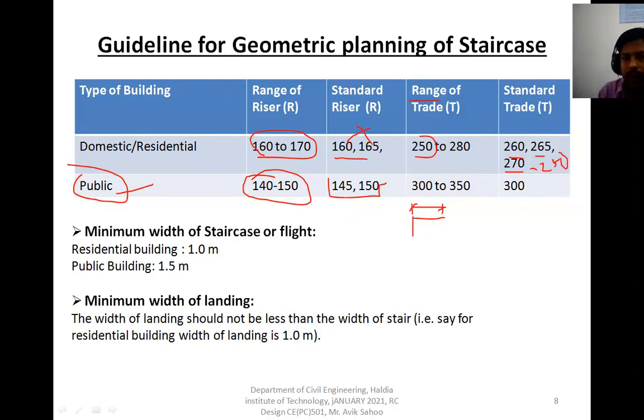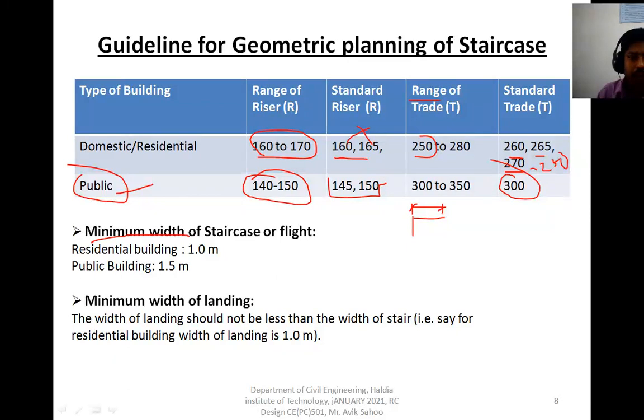Range of tread, so you see that here the width of tread is more than domestic building, because in public buildings more people, I mean the crowd, use this building. So that's why the width of tread is more than residential building, to make it comfortable. The standard tread is 300, 310 you may also use.